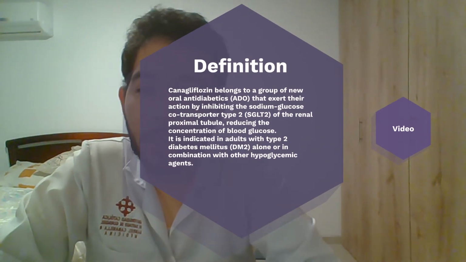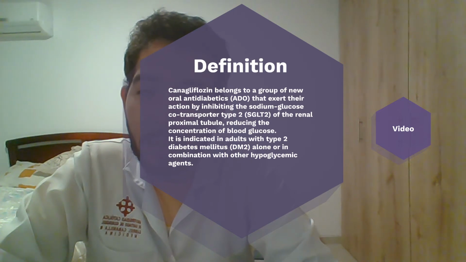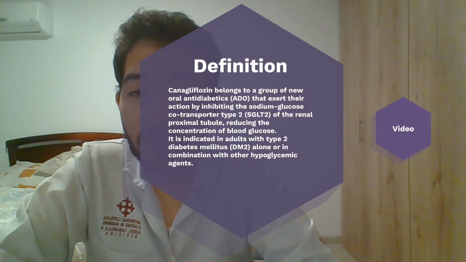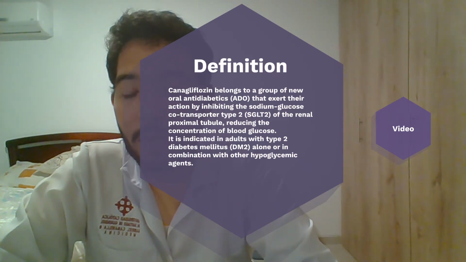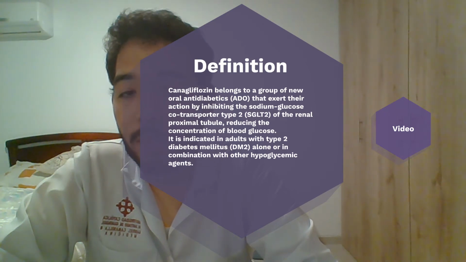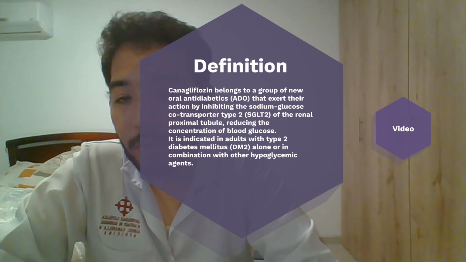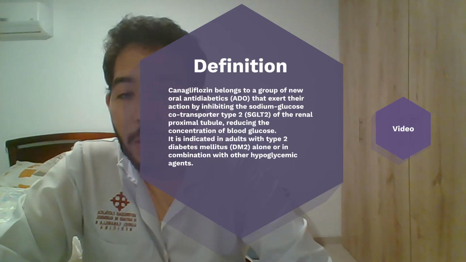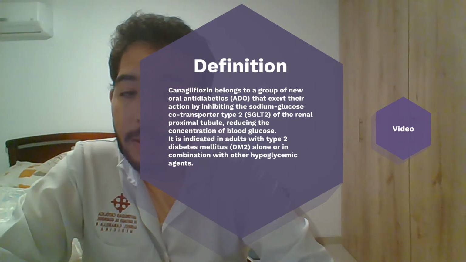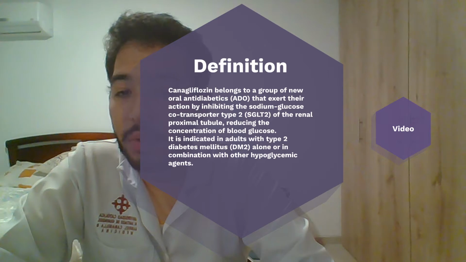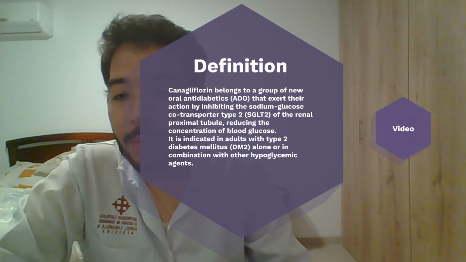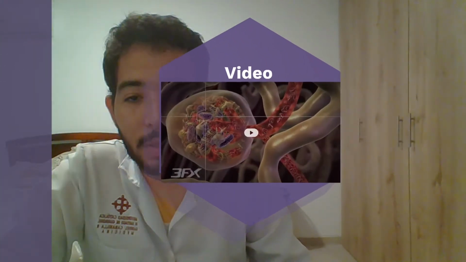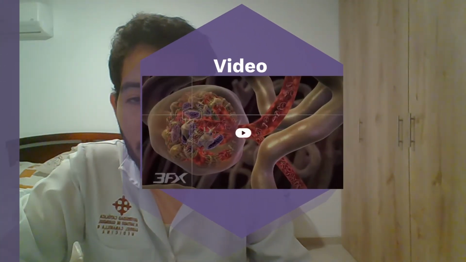And what is canagliflozin? Well, it's a medicine that belongs to a new group of oral antidiabetics that exert their action by inhibiting the sodium glucose cotransporter type 2 of the renal proximal tubule, reducing the concentration of blood glucose, and it is indicated in adults with type 2 diabetes mellitus alone or in combination with other hypoglycemic agents. This video could explain it in a better way.